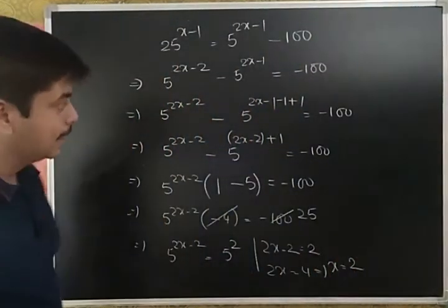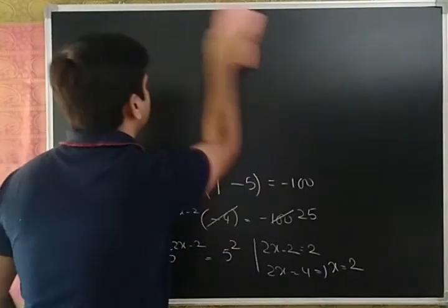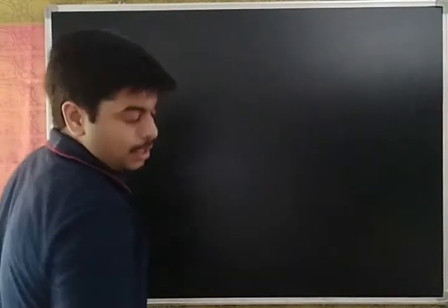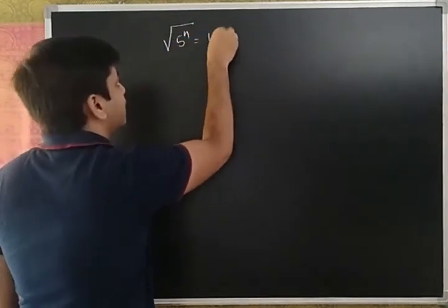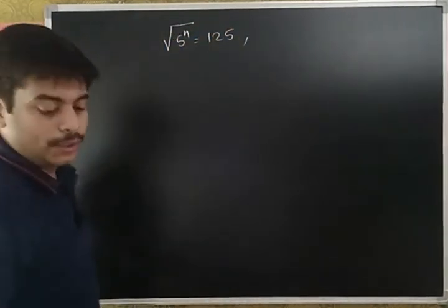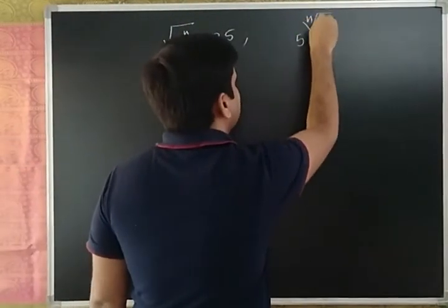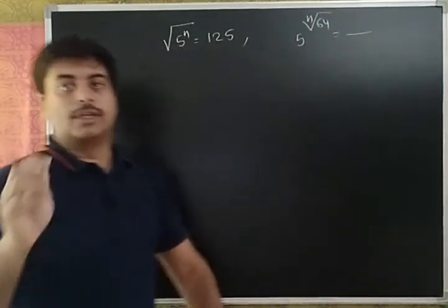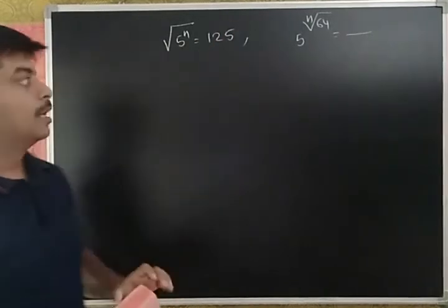See the next question. What was given? Root 5 power n is equal to 125. What is 5 power nth root 64 equal to? So from here we need to find n and we have to substitute there.